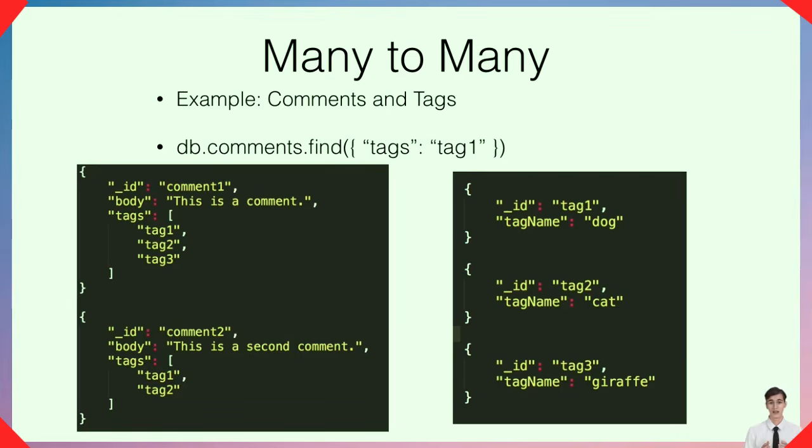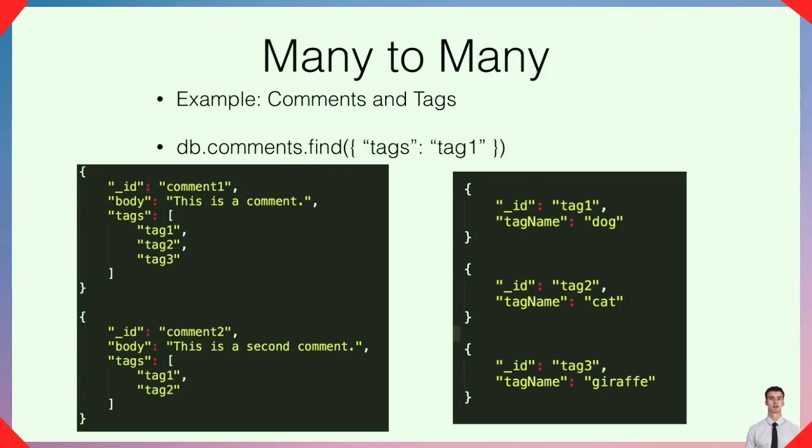And then there are many-to-many relationships. An example would be comments and tags. A single comment can have many tags, and a single tag can have many comments. So here on the left, we have comments with tag arrays, and these tag arrays contain IDs of the tags that are associated with each comment. And then on the right, we have all these different tags.